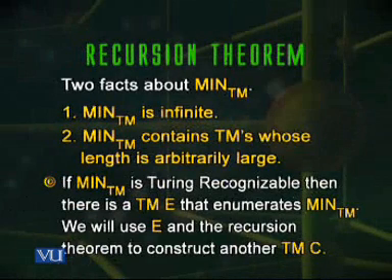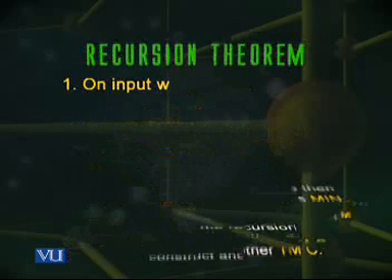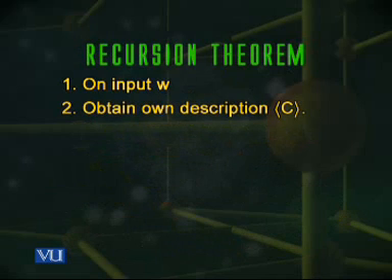Now, if MIN-TM is Turing recognizable, then there exists an enumerator E that enumerates MIN-TM. We will use E and the recursion theorem to construct another Turing machine which we will call C. Let's look at the description of this Turing machine C. On input w, this Turing machine obtains its own description. This is where we are applying the recursion theorem. A Turing machine is allowed to obtain its own description because of the recursion theorem.